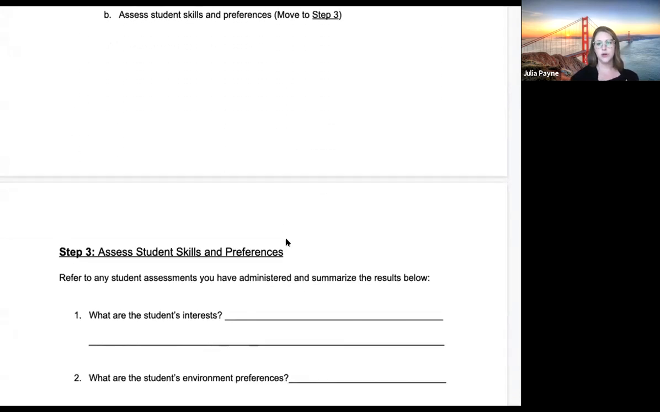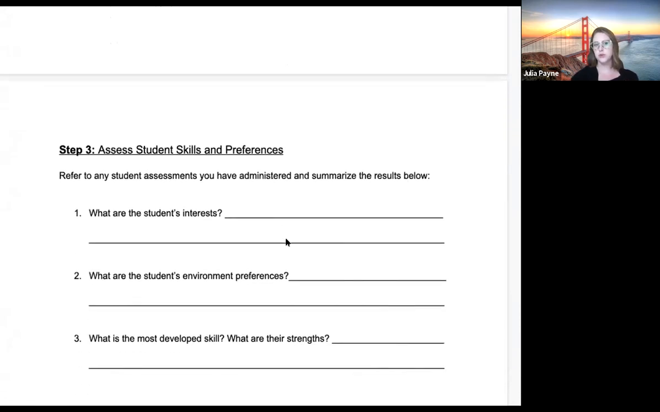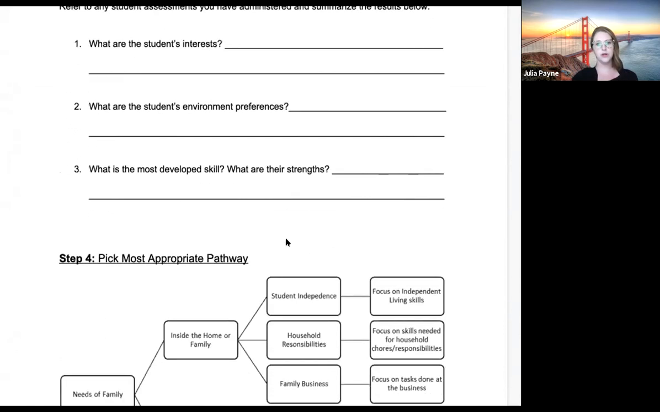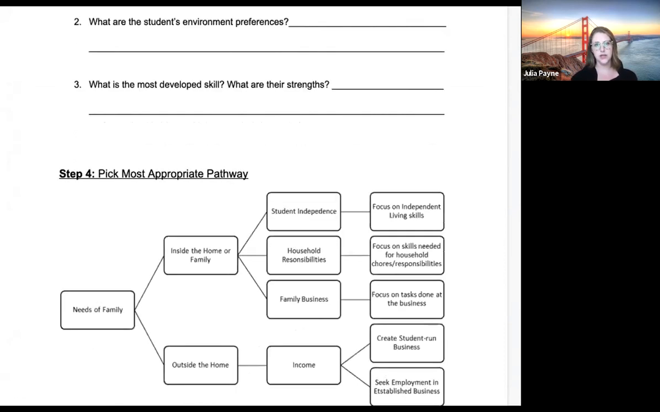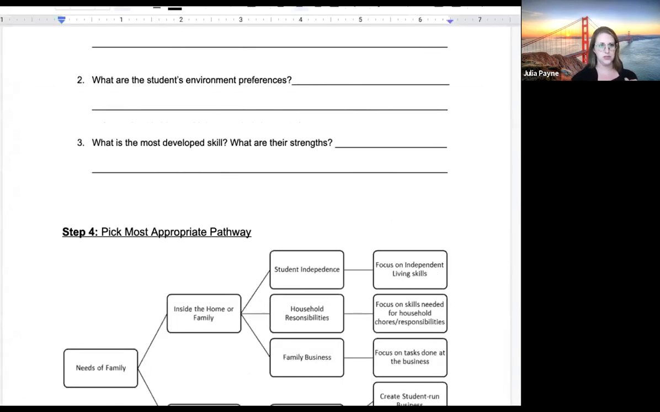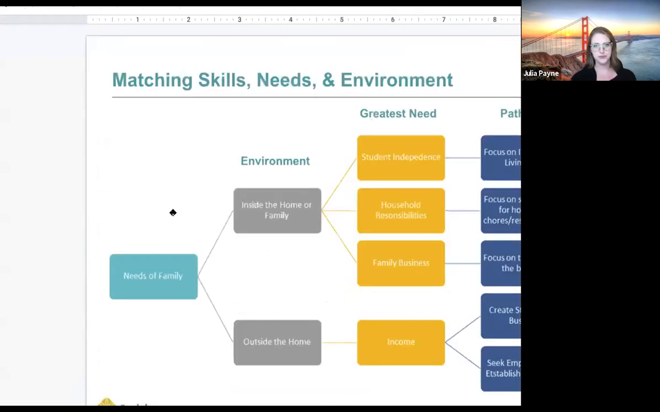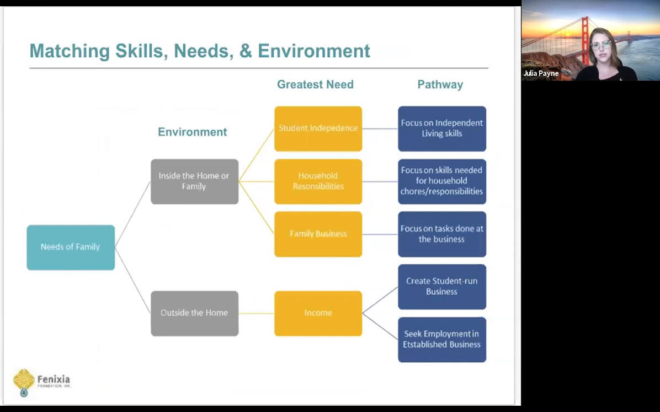And then you are going to be reviewing your student skills and preferences that you've assessed in different ways. And then we're going to help you pick what pathway is most appropriate. And I am going to show you this in color in a different slide so you can see what that looks like. So, matching your skills, needs, and environment, starting with the needs of the family, and then deciding in which environment that need really is.